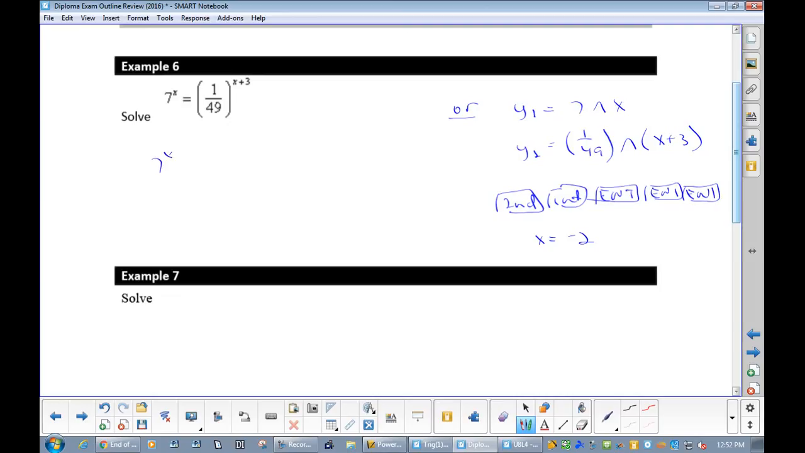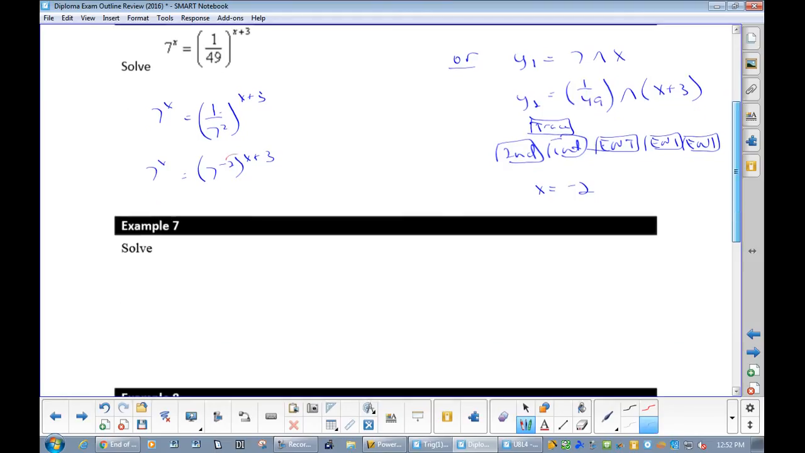Now, here's another way to do this one. This is 7 to the x. This is the same thing as 1 over 7 squared to the x plus 3. 7 to the x equals, I can flip that. If I flip that, that would be 7 to the -2 x plus 3. Now, when your bases are the same, you want to multiply this -2 to both these, and you'll get x equals -2x minus 6. Now I want to get all the x's together on the same side, so I will add 2x here, add 2x, and I'll get 3x equals -6. Then I'll divide both of these by 3, and I'll get x equal -2.